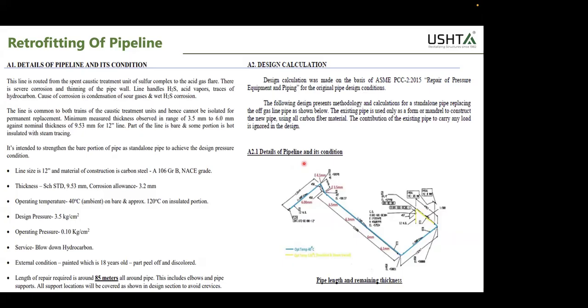So we said, okay, we can create a pipeline around a pipe without even hot work. That was the challenge we accepted. The code we follow for this is ASME PCC 2015, which is known as repair of pressure equipment and piping. So we explored that. The parameters include the thickness of the line, the overall size of the lining, the operating temperature, the overall insulated temperature, the design pressure, the operating pressure, and the material flowing inside, which here was blow down hydrocarbon.